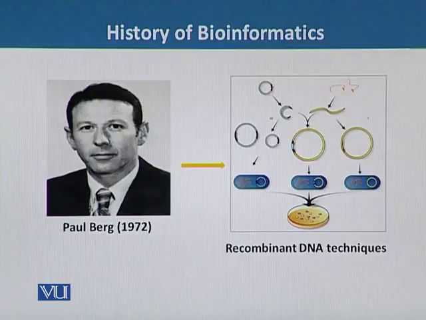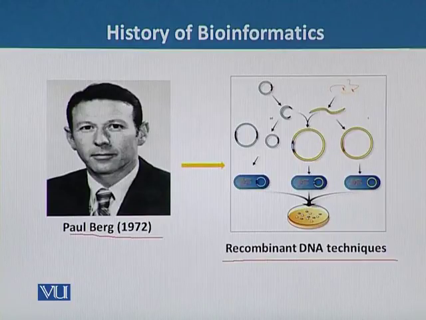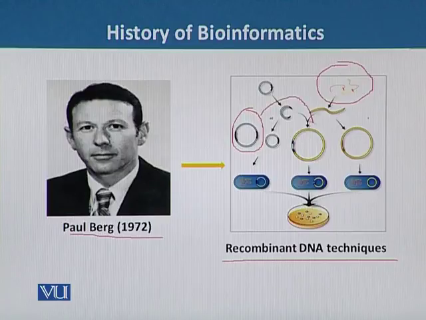In 1972, Paul Berg was successful in creating recombinant DNA techniques, which led to the formation of recombinant DNA. In this technique, he used some foreign DNA and cloned it into a plasmid, and the plasmid was then transformed into bacteria, and that foreign gene was expressed in the bacteria. Again, it is a very important discovery, and recombinant DNA techniques are used very frequently today.